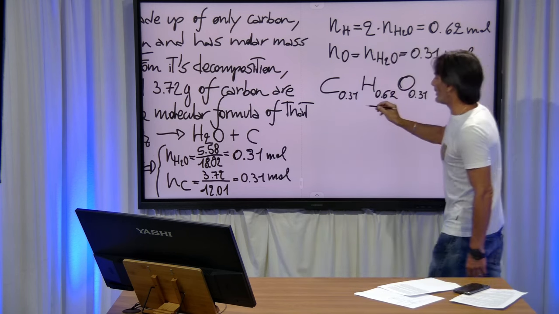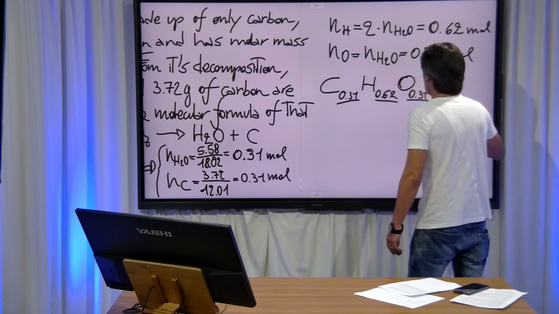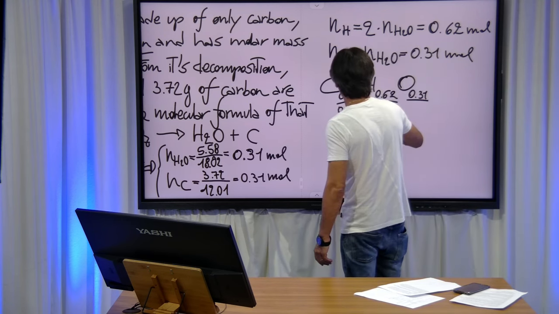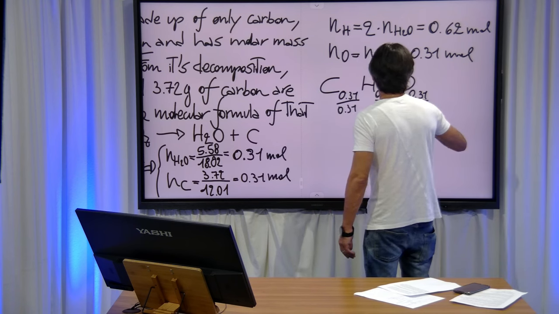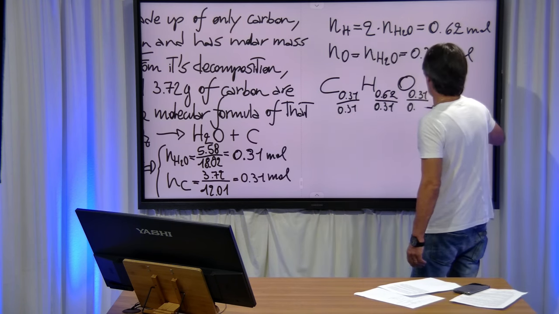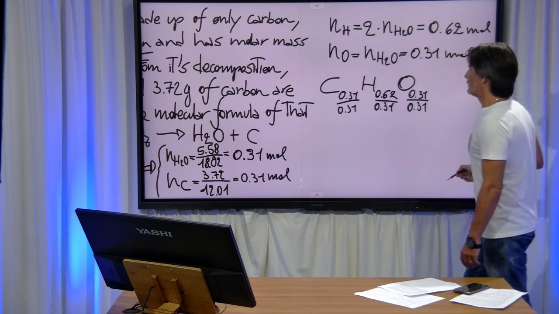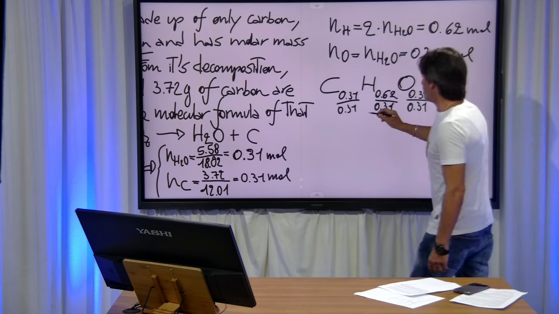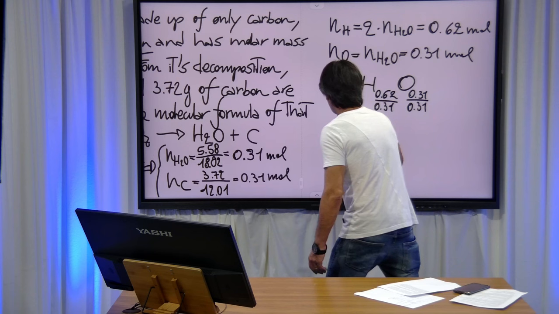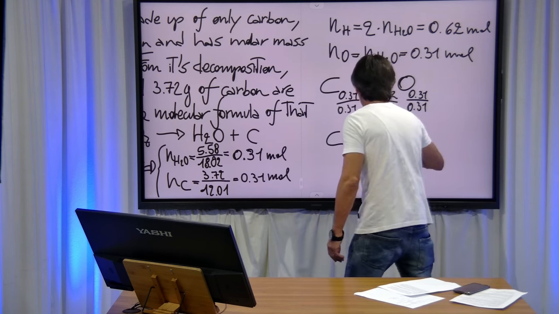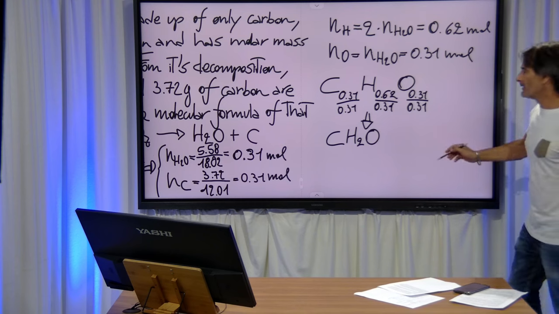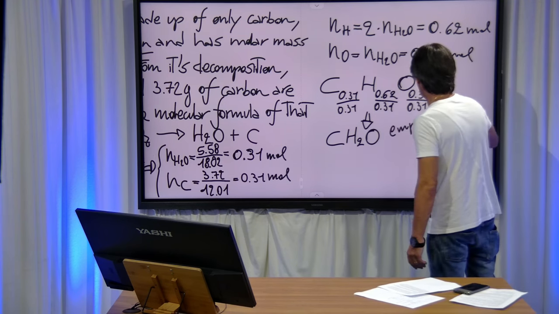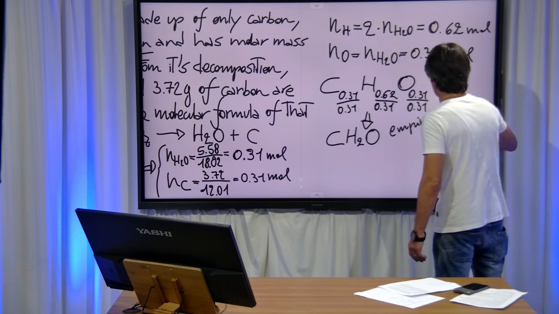So now I can write my formula, C 0.31 H 0.62 O 0.31. Dividing by the smaller, we obtain CH2O, and this is the empirical formula.